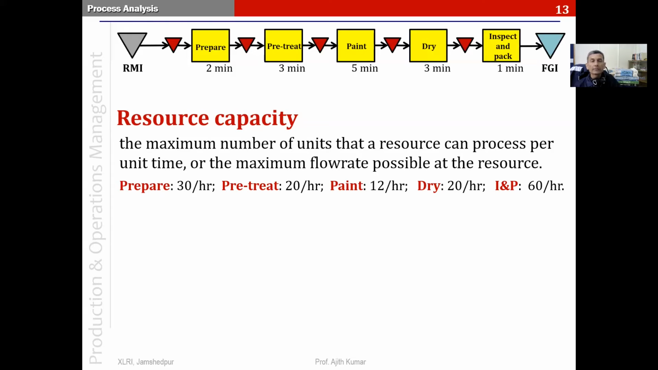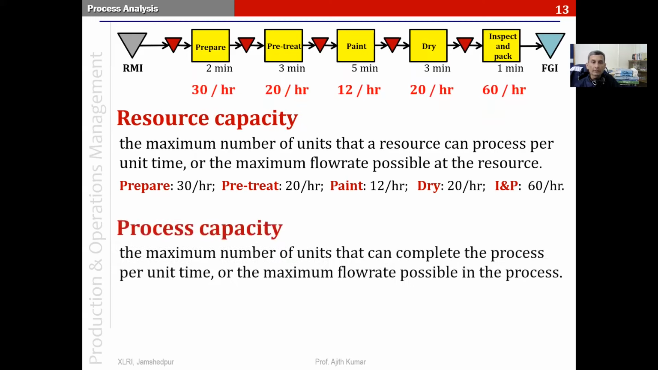Likewise, the pre-treat step takes 3 minutes per unit, and therefore its capacity is 60 divided by 3, which is 20 units per hour. The paint step's capacity, by the same logic, is 12 units per hour. The dry step, 20 units per hour, and the inspect and pack step, 60 units per hour. So let's put these numbers here and then move on to process capacity.